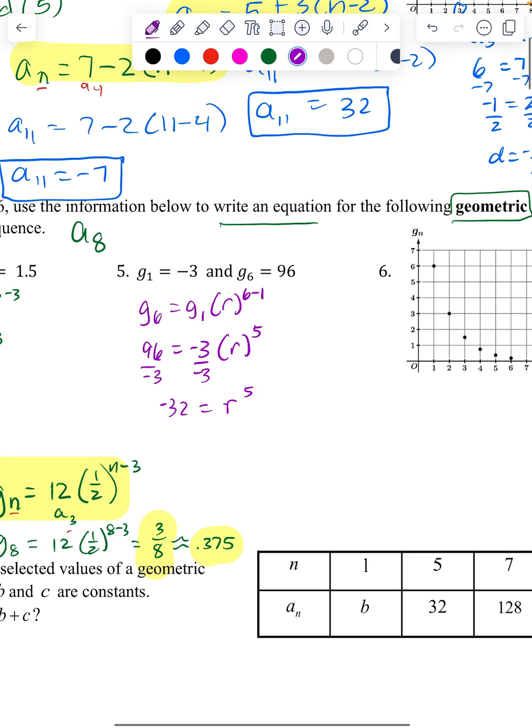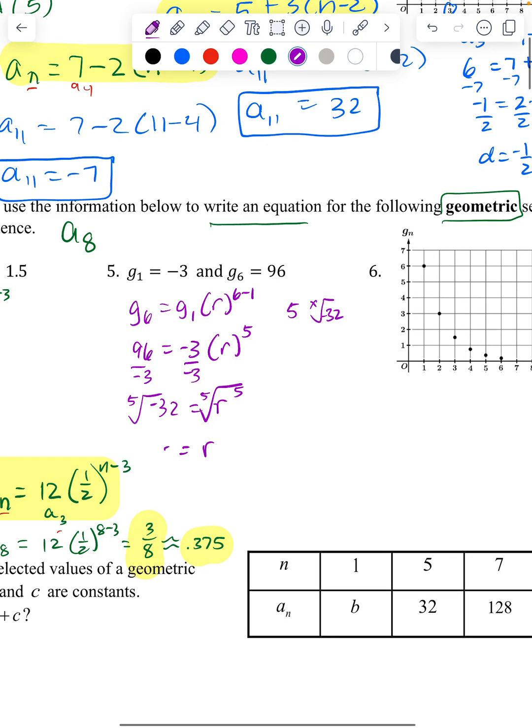So here's a really good chance to try that on your calculator. You need the 5th root of -32. So use that button where you would type in a 5, go to math, choose this guy, and then put in your -32. And you can take the 5th root of a negative because it is an odd index, meaning there's a 5th root. And when you do, you're going to find out that your r is -2.